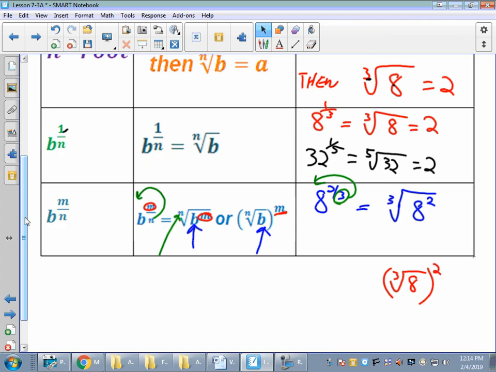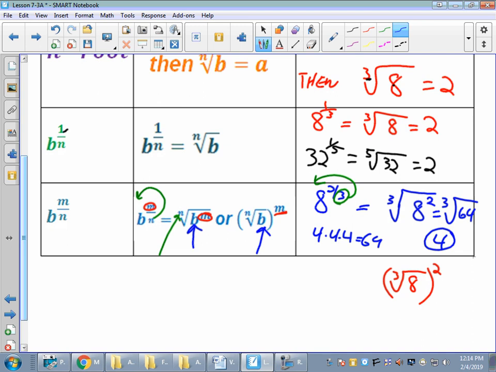But if we were to solve these, this first one, what we would do is say this would be equal to the cube root of 64, because 8 squared is 64. And then you have to start thinking about, well, what times what times what equals 64? In this case, it would be 4, because 4 times 4 times 4 equals 64. So we could evaluate that to 4.